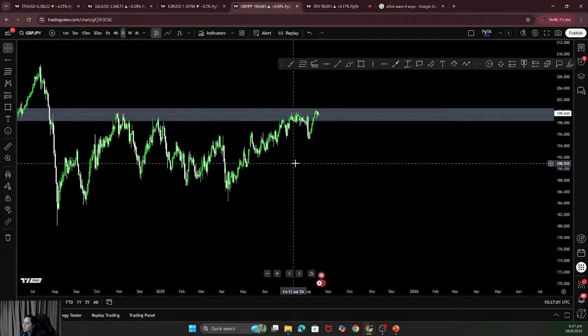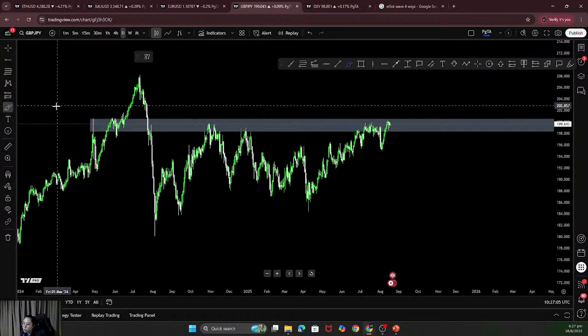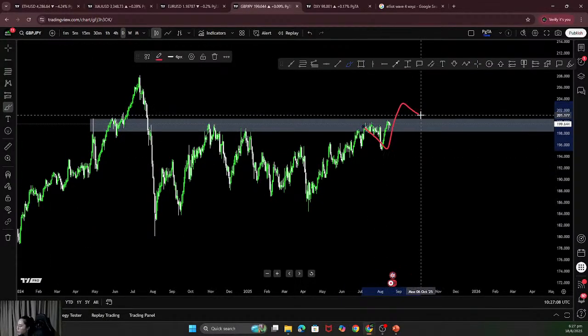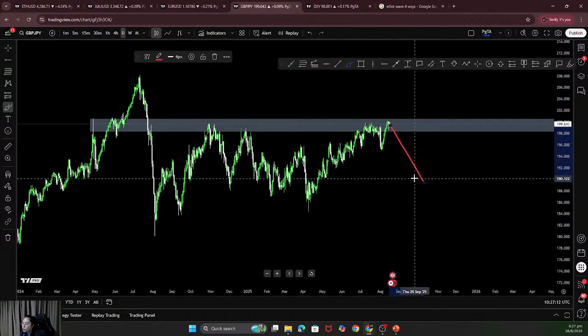I need price to do a breakout before I can confirm anything. Otherwise, I'm just going to assume it's going to come down.